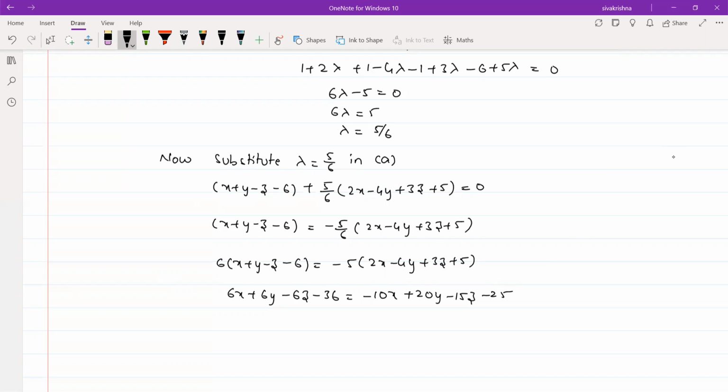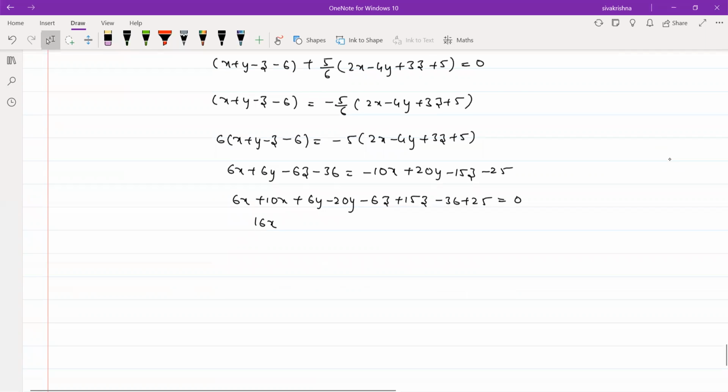So all the terms should be brought to one side so that we get 6x plus 10x. Okay, next 6y minus 20y. Next minus 6z plus 15z. So I am bringing all the terms on RHS to LHS. Plus 15z minus 36 plus 25 is equal to 0. So that we get 16x, sorry, minus 14y plus 9z minus 11 is equal to 0. Okay, so 16x minus 14y plus 9z minus 11 is equal to 0.